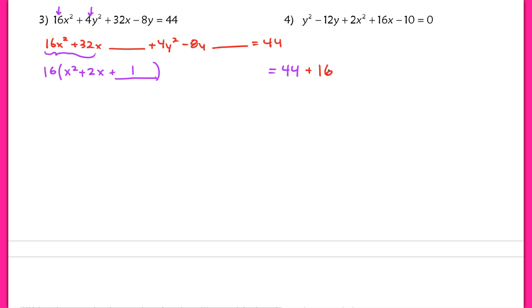So one of the biggest mistakes that students will make is they only add this value to the right-hand side. They forget to actually multiply that out in front here. So we're adding 16 to the left-hand side, so we have to compensate by adding 16 on the right. Now I complete that same process here. I'm going to factor out just the lead coefficient in front of that y squared term. So I have plus 4, and then left over on the inside would be y squared minus 2y, and then I'm going to leave myself a nice little blank here to complete the square.